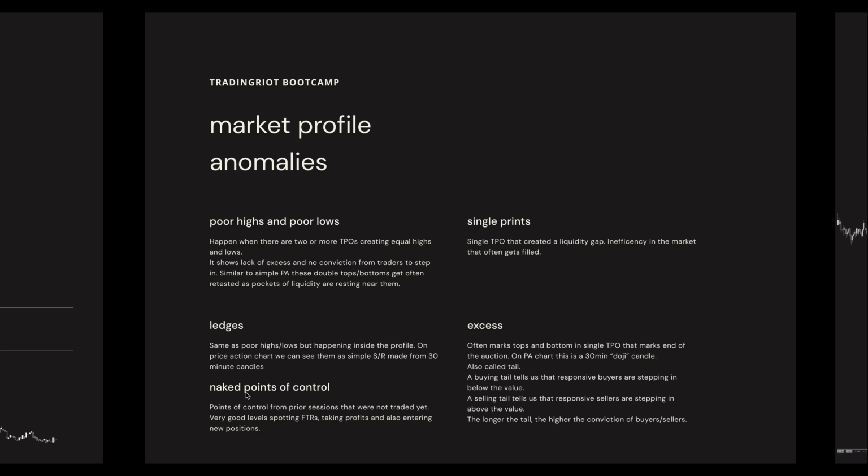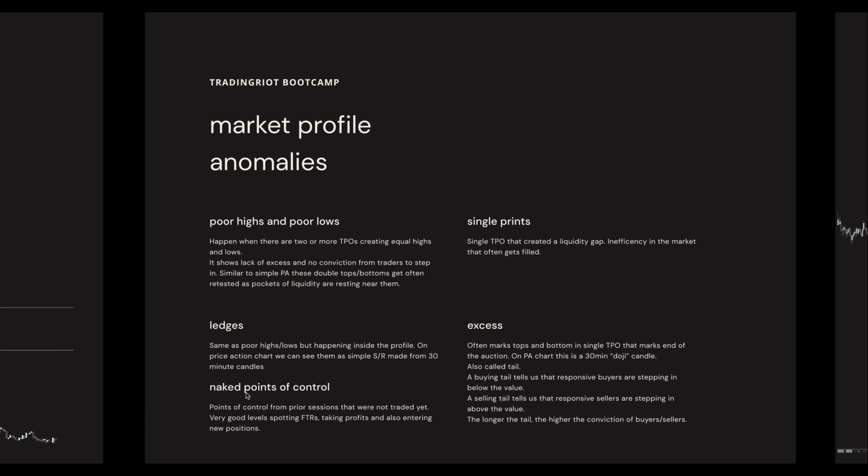The difference between a simple double top and double bottom is that poor highs and poor lows happen within the same day, and there are these 30-minute tops and bottoms which are basically equal, but they are essentially just poor structures in the market which often get revisited.